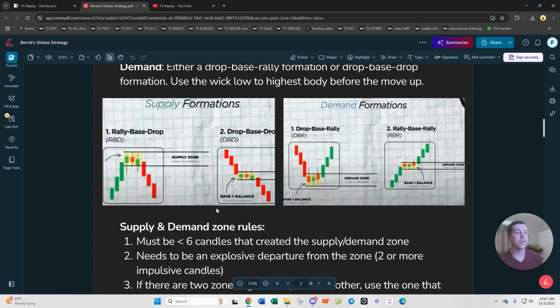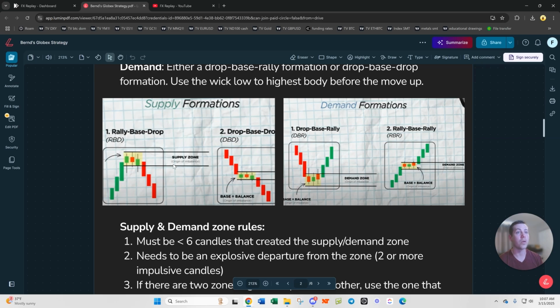And there are a few rules with these supply and demand zones. We don't want more than 6 candles in these indecision zones. And the main reason for that is if you think about orders being filled, the less time that it spends in these supply and demand zones, the fewer orders that are able to be filled in that time. So we want it to be relatively quick before it moves to the downside.